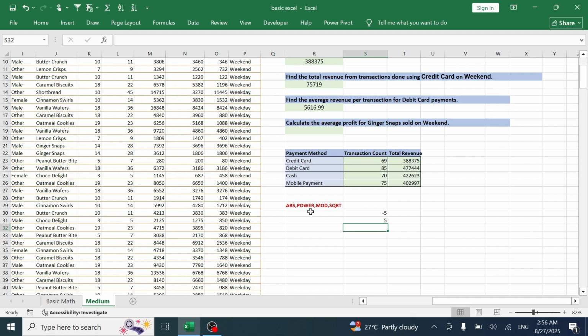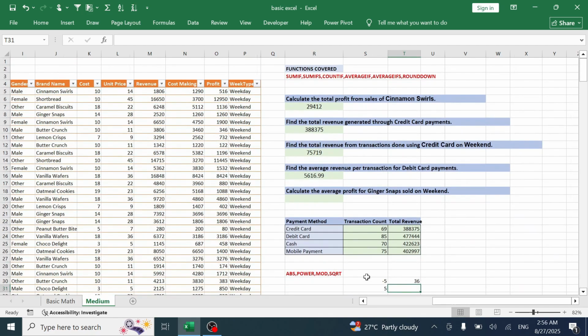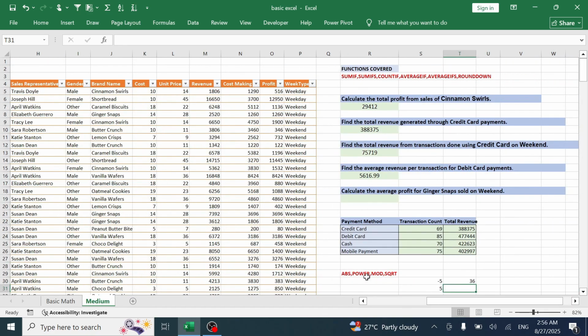We have the power function, which will tell you the power. Let's suppose I need to see the power of 5. In the power function, the number will be 6 and the power will be 2. 6 power 2 equals 36. Here you can see the answer is 36. Same as MOD, and square root gives you the square root of a given number. So in this video we will cover almost 80 to 90% of the math functions that are required in day-to-day life as a data analyst.